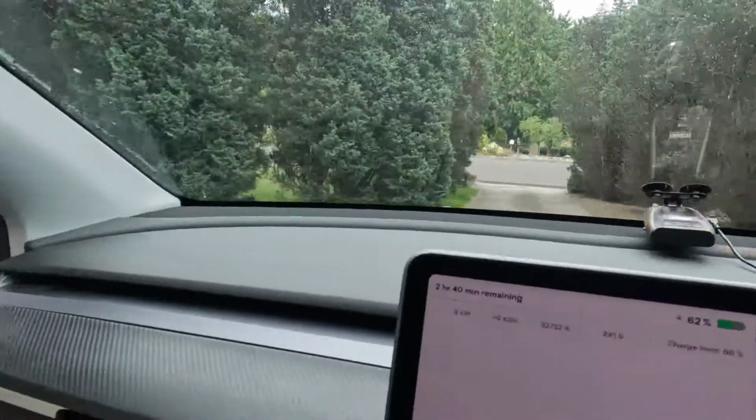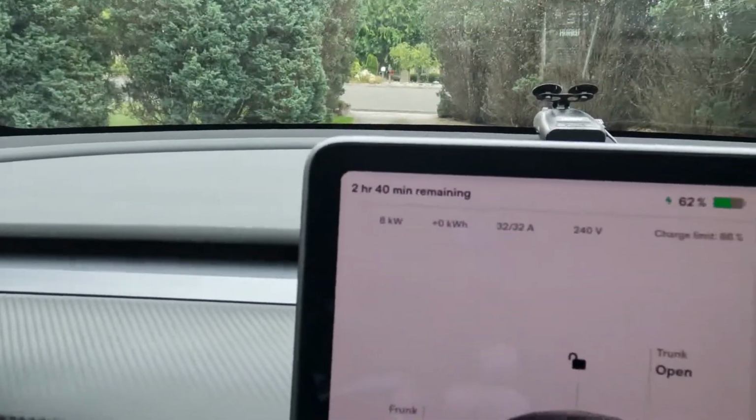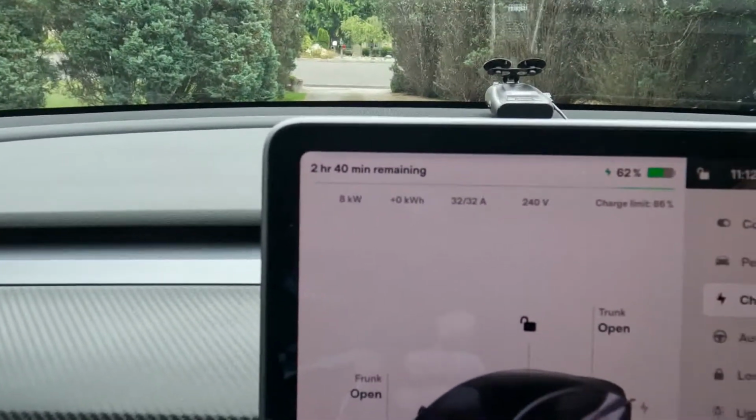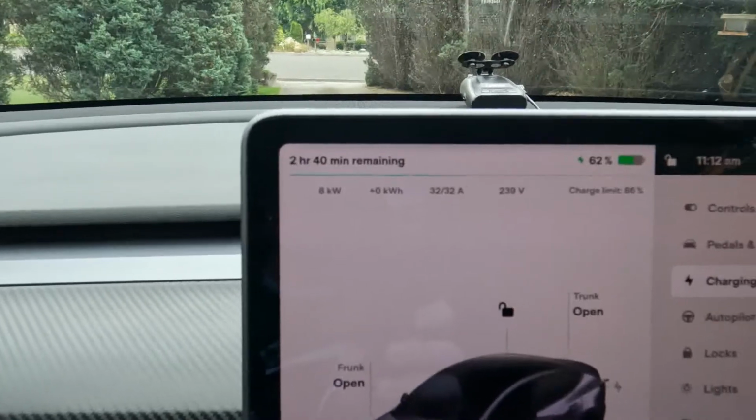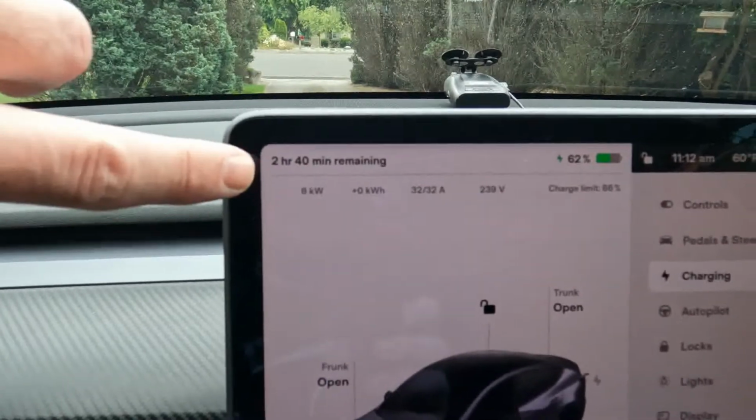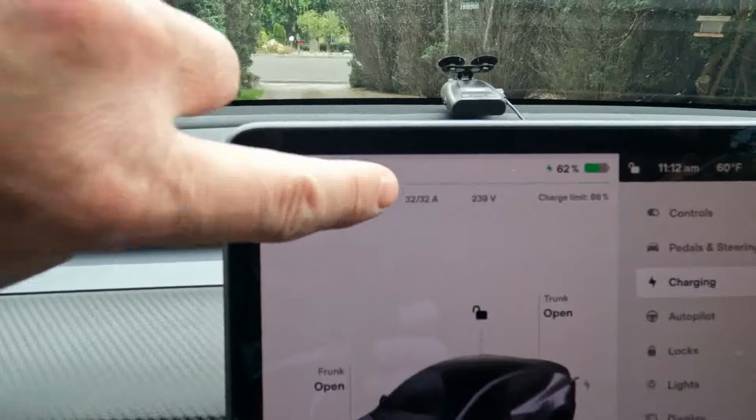That's what I'm doing. And let's look again at our time remaining. And isn't that a huge difference, folks? 2 hours and 40 minutes now to charge up to 80%. We're going at 8 kilowatts, and we're doing a full 32 amps. So you can see the benefit of a level 2 charger. It makes it much, much faster when you're at home and your car is ready for you when you get up in the morning, or at night if you work night shifts.